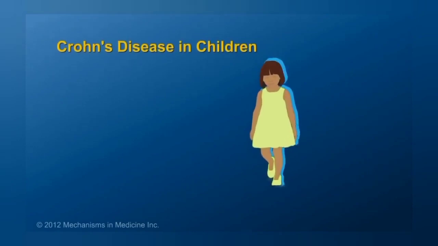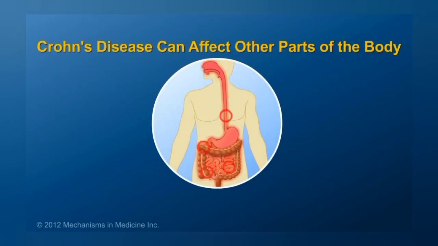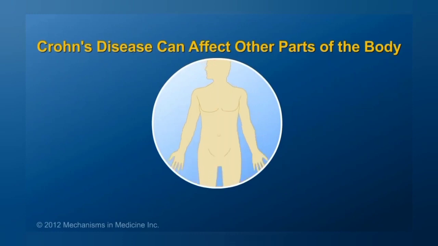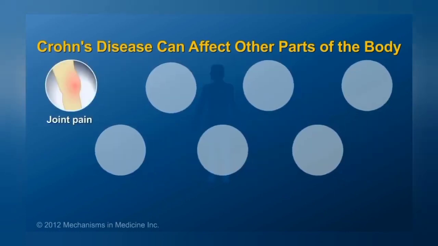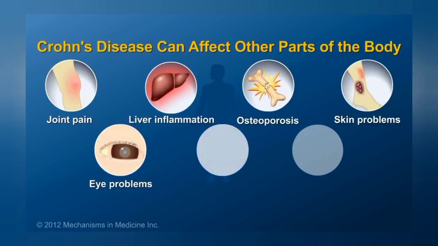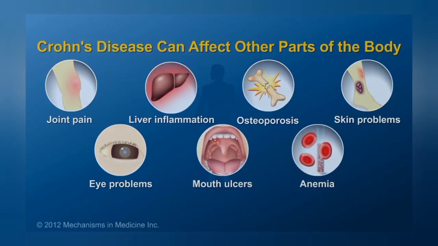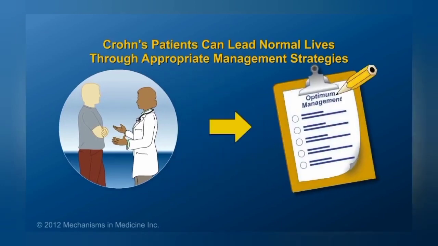In children, Crohn's disease may result in stunted growth and a failure to thrive, even if GI symptoms are not present. In addition to symptoms involving the GI tract, Crohn's disease can affect other parts of the body. Symptoms outside of the GI tract can include joint pain, liver inflammation, osteoporosis, skin problems, eye problems, mouth ulcers, and anemia. Patients with Crohn's disease should expect to lead normal lives in consultation with their healthcare providers. The goal of the healthcare provider is to help people manage Crohn's disease, rather than having the disease manage them.